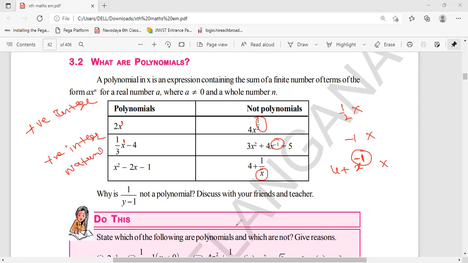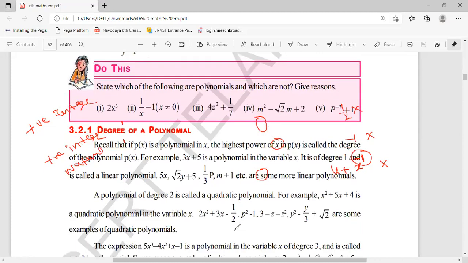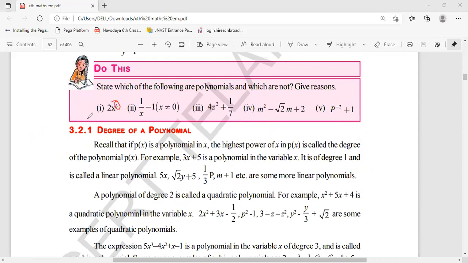Next, state which of the following are polynomials and which are not. Simply, here x cube is a positive power, so it is a polynomial. Where the denominator contains x, it is not a polynomial. 4z square plus 1 by 7: the variable may be any letter, x, y, z, anything. So it is a polynomial in z, we can write p of z. The power is positive, so it is a polynomial.